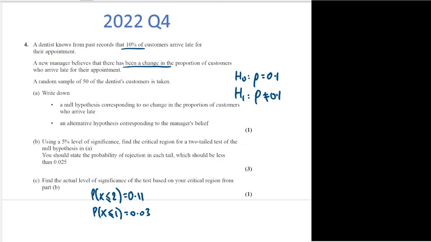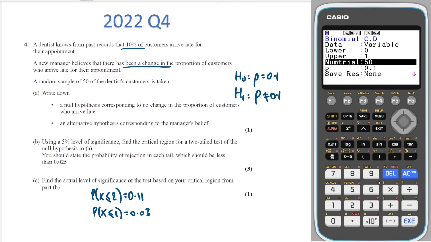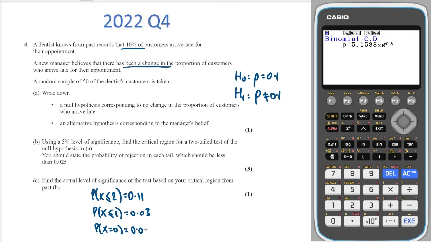Still too much. I need less than 2.5%, so I would just go with 0. And that is small enough, so the probability that X is equal to 0 is 0.00515, which is less than 2.5%. So that means that X equals 0 is in the critical region. But of course it's a two-tailed test, so we're going to have to check the other tail as well.